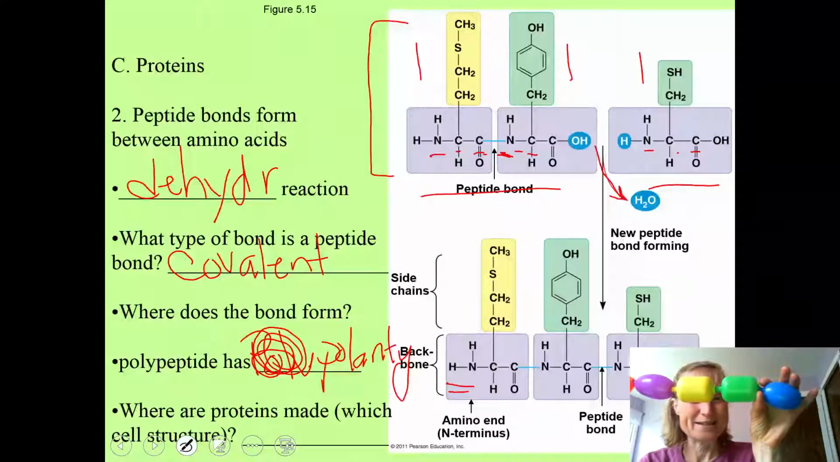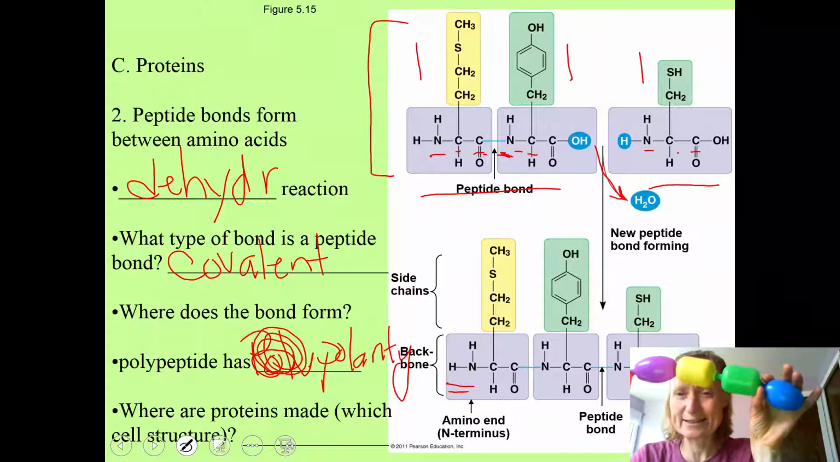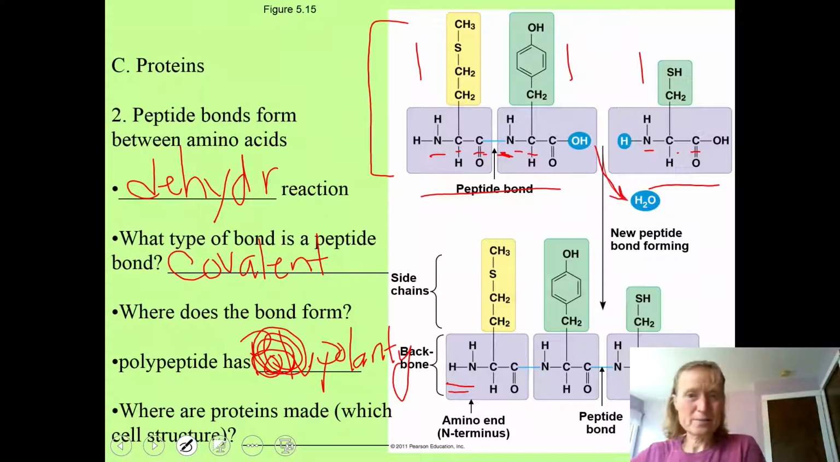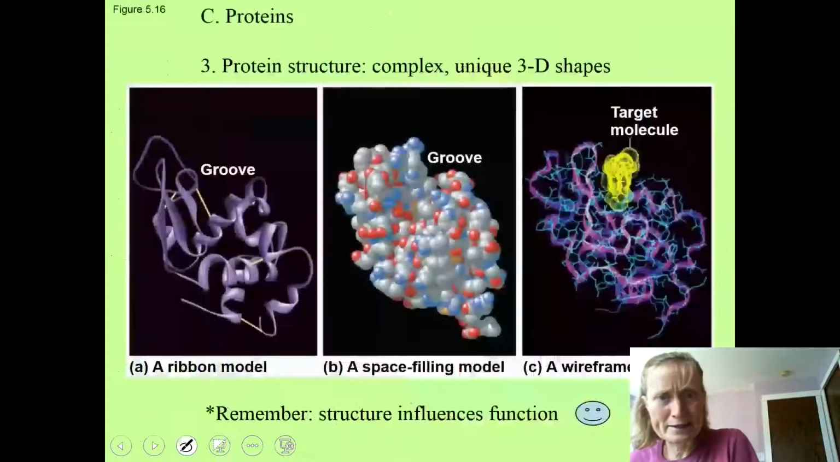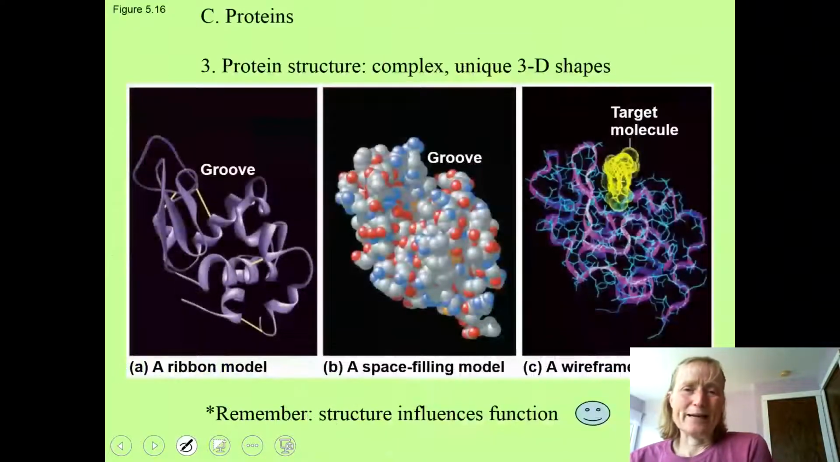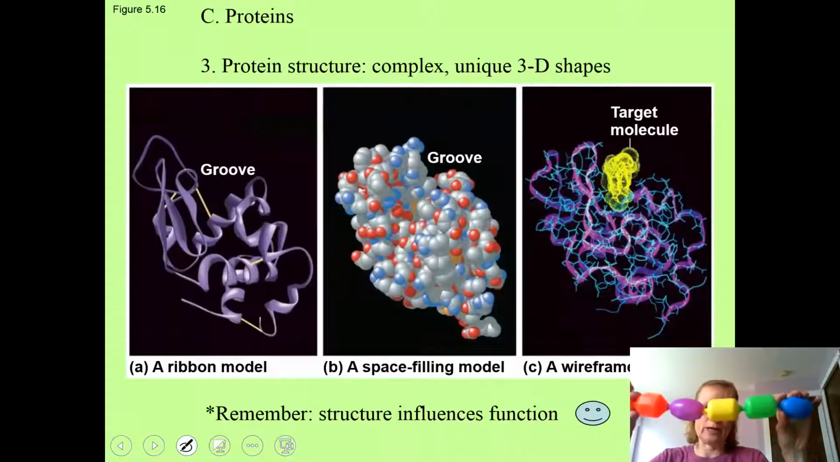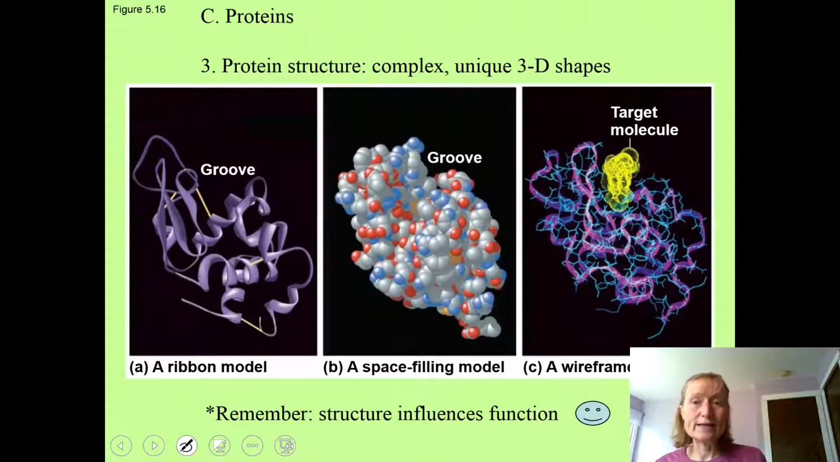Where are proteins made? Does anybody remember where inside cells proteins are made? What structure is the site of protein synthesis? Ribosomes. Right, ribosomes. We'll talk about them in Chapter 6. We're getting there. Okay. Now, proteins are not just a string of amino acids. They're not just boring like this. Proteins take on unique three-dimensional shapes.